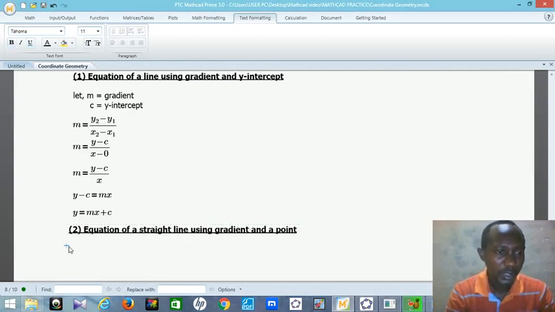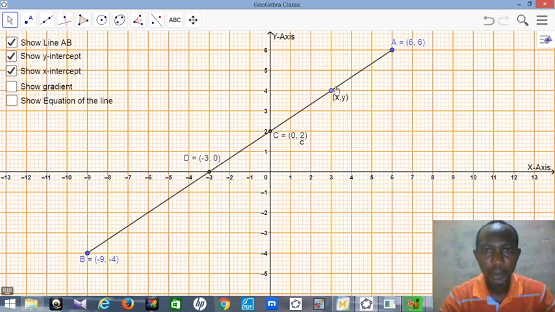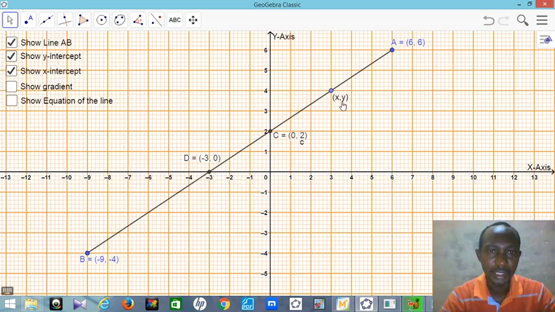So how do we get this? Assuming a gradient is given and a point is given, how do you get the equation of a straight line? This line already has a value for gradient. If you followed our last class, you will know how to get the gradient of a straight line with 2 points; 2 points is enough to get the gradient. Just use y2 minus y1. So assuming the gradient is given, gradient is m, and you have a point, how do you calculate the equation of the line? Which formula are you going to use?